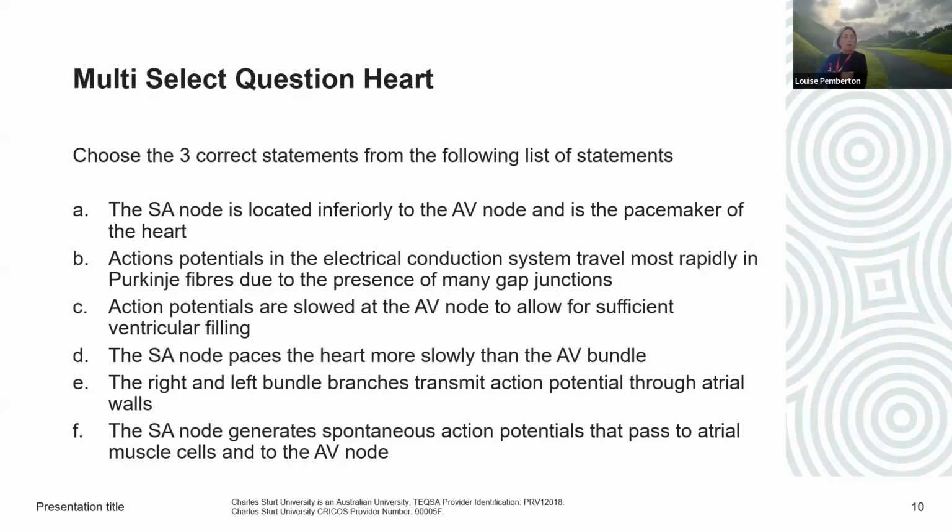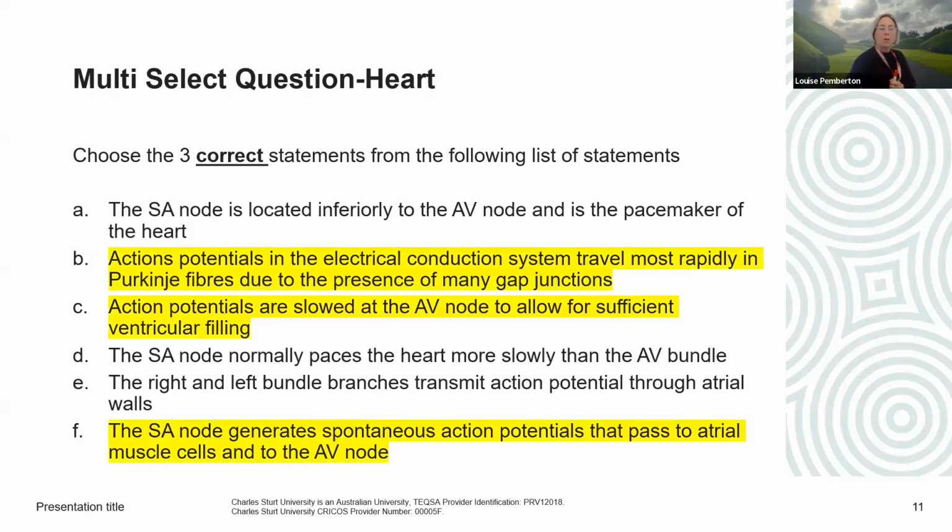So remember, the AV bundle gives rise to the AV bundle branches. They're right down in the ventricle area. So that one's false. They're not going to do anything to the atrium. And the SA node generates spontaneous action potentials that pass to atrial muscle cells onto the AV node. True, yeah. Very good.